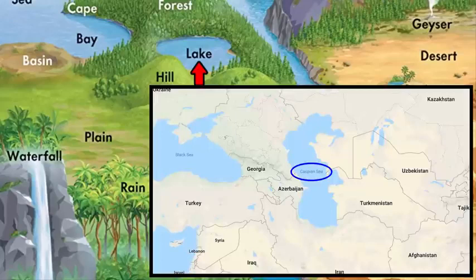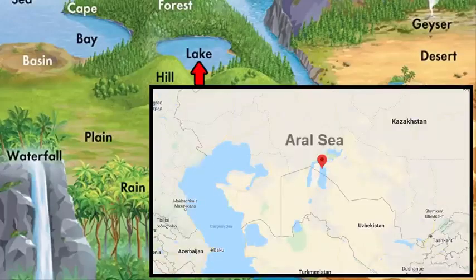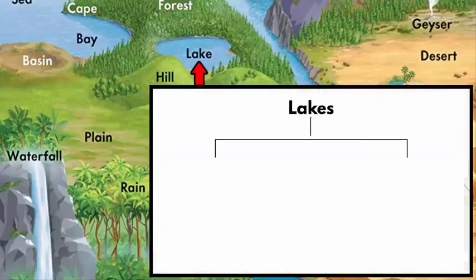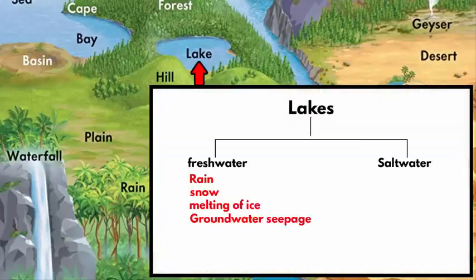The Caspian Sea in Europe and Asia is the world's largest lake. Then there are the Aral Sea and the Dead Sea. Lakes are both freshwater as well as saltwater. But most of them are freshwater. You can figure that out by looking at the water source. Saltwater lakes usually exist near coastal areas.